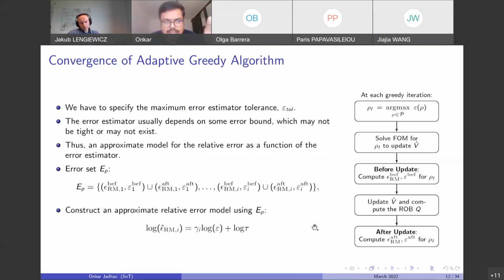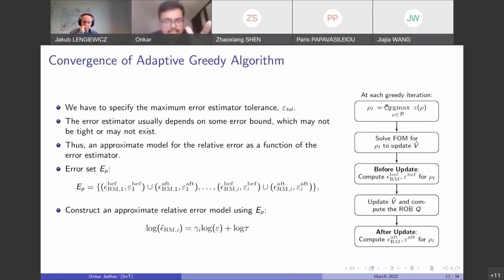Another interesting problem I came across while developing this adaptive greedy approach was monitoring its convergence. In order to monitor the convergence of this adaptive greedy sampling algorithm, we have to specify the maximum error estimator tolerance. But this error estimator usually depends on some error bound, which may not be tight or may not exist. Thus, I developed an approximate model for the relative error as a function of the error estimator. This is quite simple to implement considering this developed adaptive greedy approach, which is explained in this flowchart.